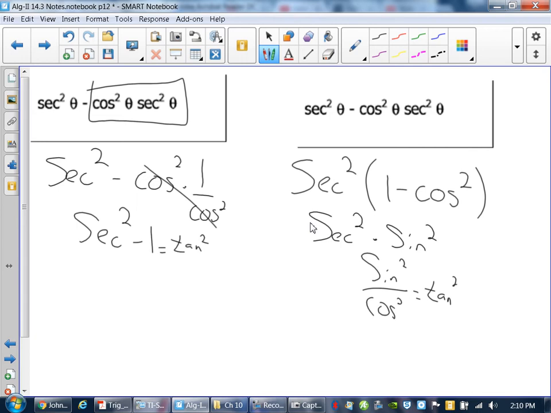So you may not know exactly where to start off at. And in this case, if you rewrote everything as 1 over cosine and 1 over cosine, it might not be as clean. But if you identify that you've got reciprocals, sometimes it's quicker. Okay?